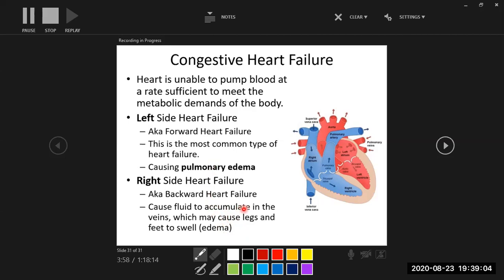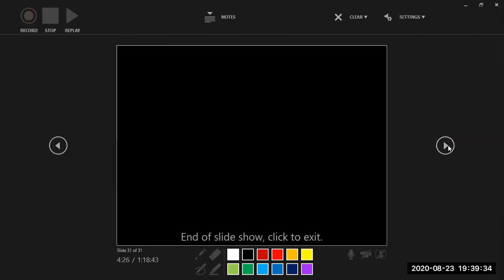So which one is related to pulmonary edema? The answer is left side heart failure. When you see your patients have this symptom, you should get the idea that it's not lung disease, okay? If the person cannot breathe well, it's because of the heart, and you should immediately know that it's left side heart failure. So that's that, and that is it.